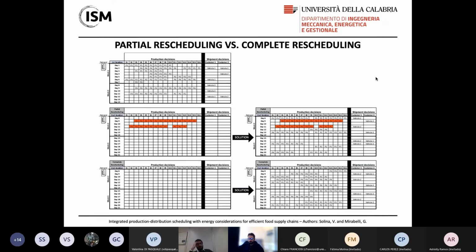In this slide, we can see the difference between partial and complete rescheduling, as I have explained in the previous one. Basically, on the first iteration, I decide a production plan and a shipment plan. If I decide for the partial rescheduling, the production decisions taken on the first iteration are fixed, for the next iteration, instead, I have an empty schedule if I refer to the complete rescheduling approach.